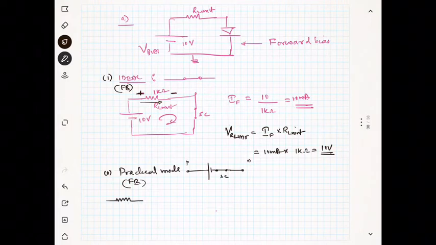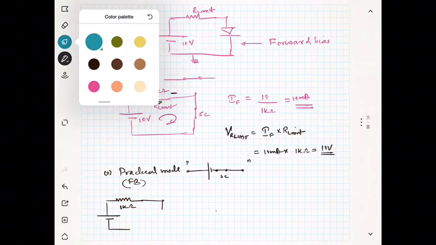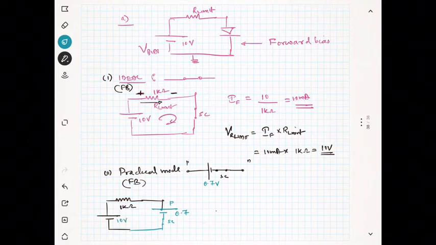So I have the 1 kilo ohm resistance and I have a 10 volt battery. Now I am going to replace the diode with the model. That means I have a positive negative, this is p-type, and a short circuit. So this is 0.7. We have already discussed this thing. Now this is 10 volt. So you can write the Kirchhoff law here. You are starting from the minus, this is plus.